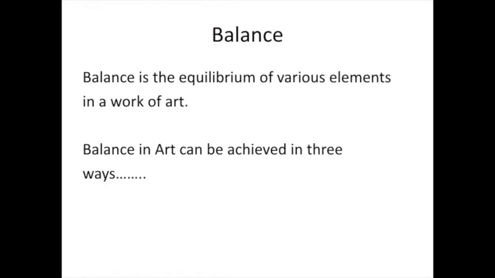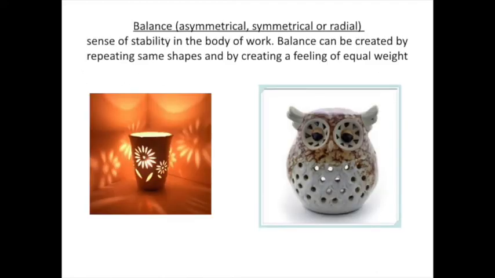So balance, what is it? It's the equilibrium of various elements in a work of art. So it's actually a visual balance. Balance in art can be achieved in three ways. Balance, which can be achieved through asymmetrical, symmetrical, or radial balance, is a sense of visual stability in your work. So it can be achieved by repeating some shapes or by creating a feel of equal weight when you look at your project.